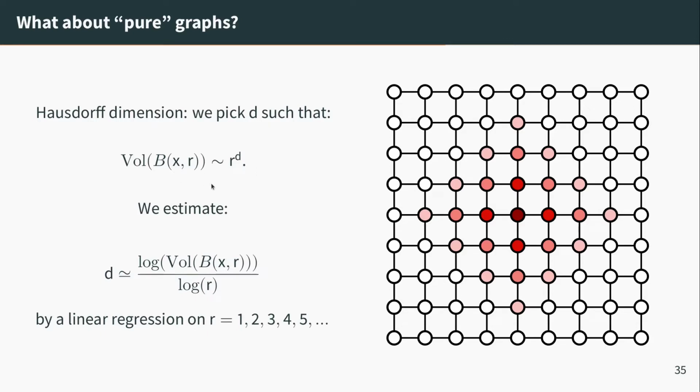So in other words, d will be the integer, or the real number, such that the volume of a ball centered around x of radius r grows like r to the power d. And so, if you apply the logarithm, yes. Yes, totally. So here, just to be clear, when I'm talking about volume, actually it's just a number of nodes. And the ball is purely defined on the graph, through the geodesic distance. So we don't need XY features.